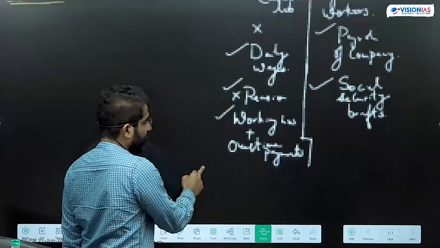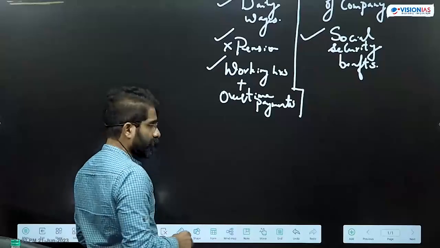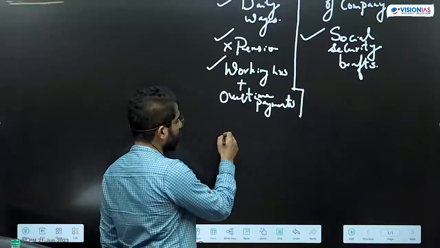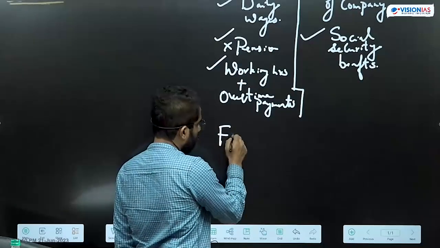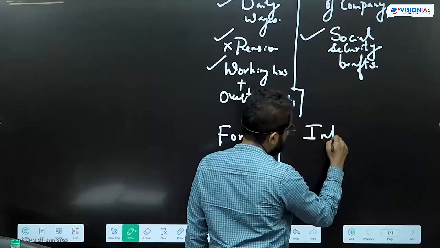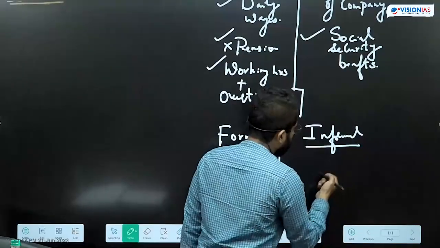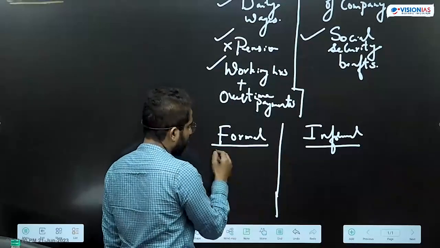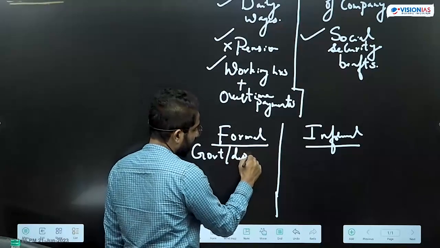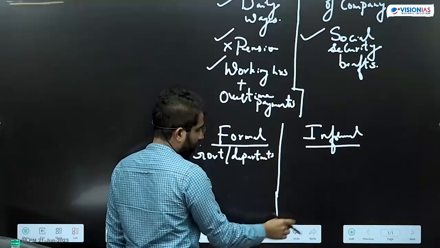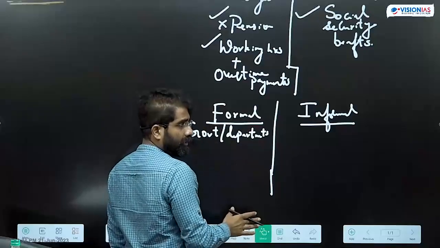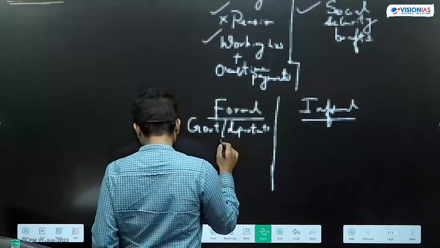Going by the bookish definition, when I use the words formal employment or informal employment, all employment in government and government departments, whether it is the police department or the post office or whatever it is, falls under the formal category. Plus, it also includes all the private employment.